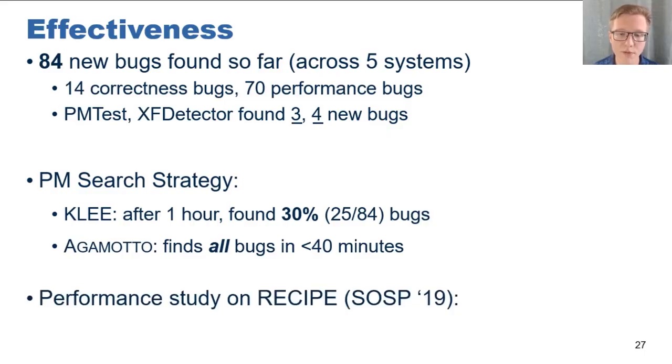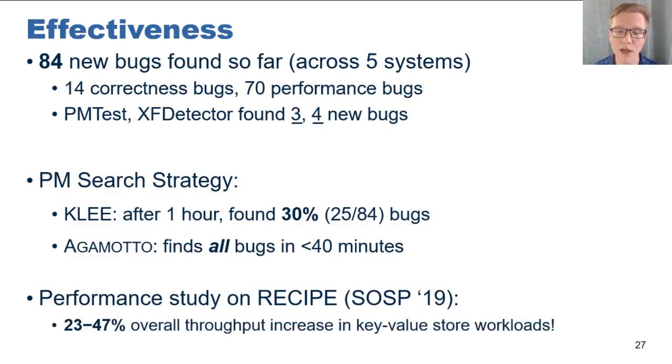Finally, since we found so many performance bugs, we wanted to know whether or not any of them were majorly impactful to the overall performance of the system. So we performed a case study on RECIPE, an academic research prototype, which provides a persistent indexing structure. We found that by fixing all of the performance bugs in RECIPE, we were able to increase the performance of the structure by between 23 and 47%. This demonstrates that these performance bugs should not be ignored.